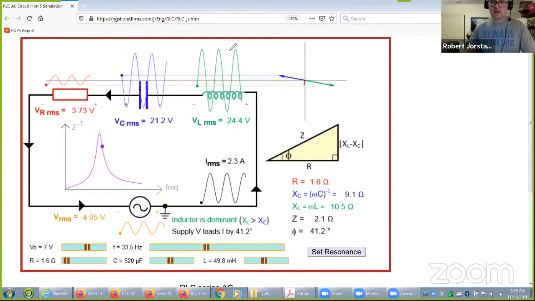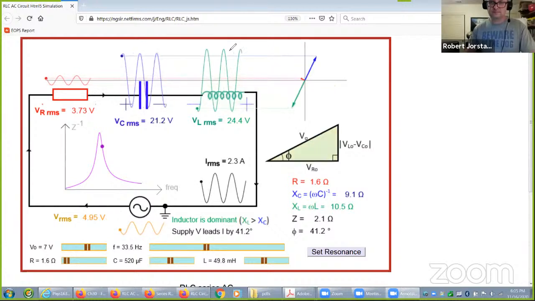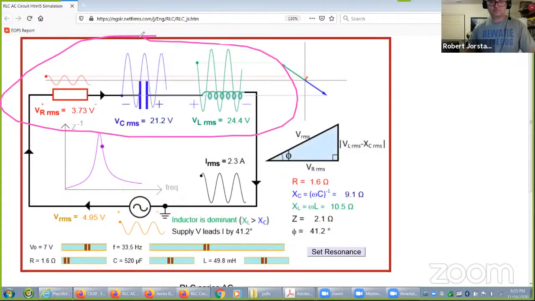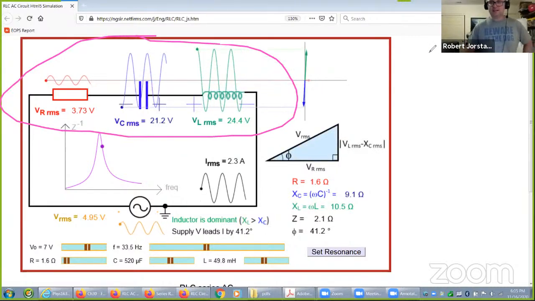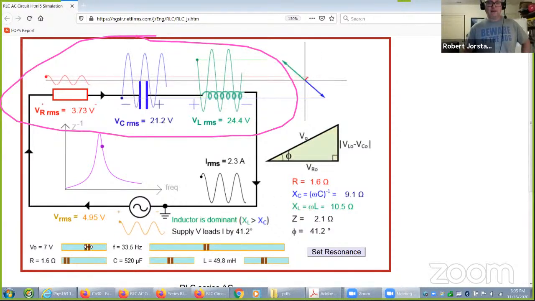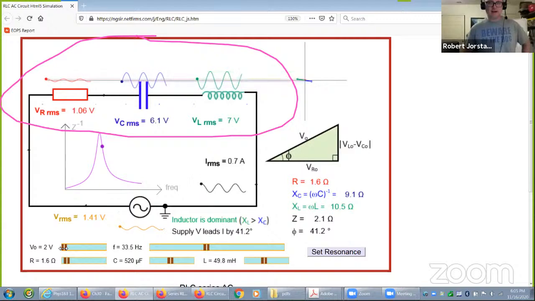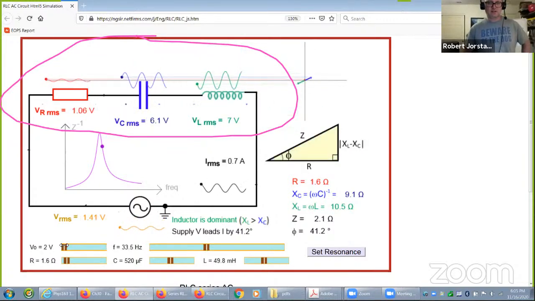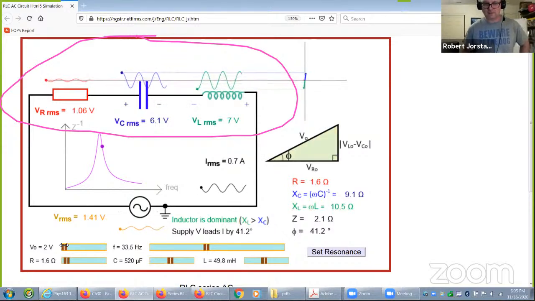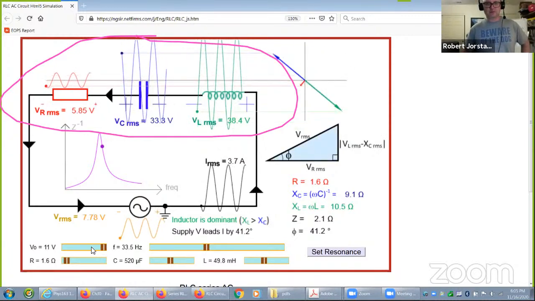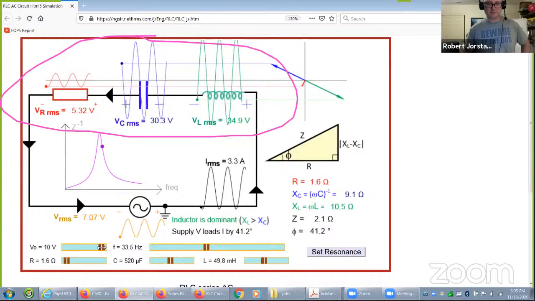I want you to watch this stuff up here now. I'm going to change the same sliders and I want you to watch that. Obviously, if I just change the voltage down, notice all three of them scale with the source. If I use a low source voltage, I get low output across the resistor, capacitor, and inductor. If I use a large source, I get a large output. That's kind of as you expect.